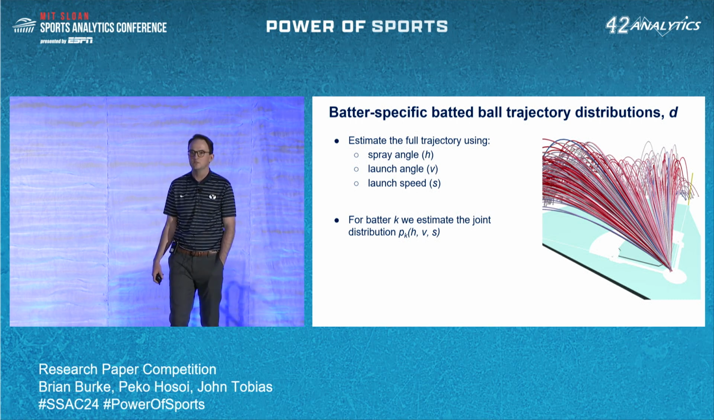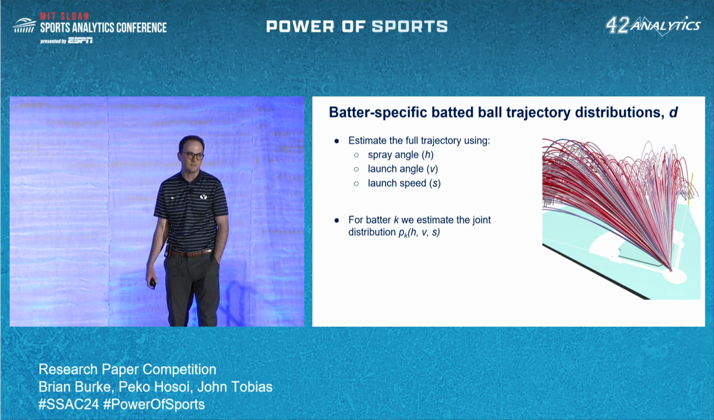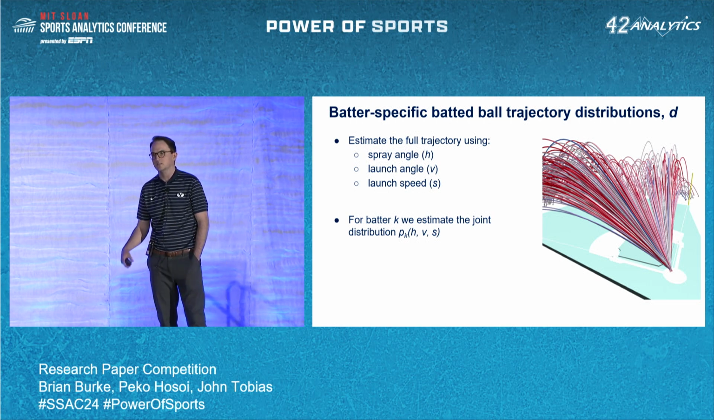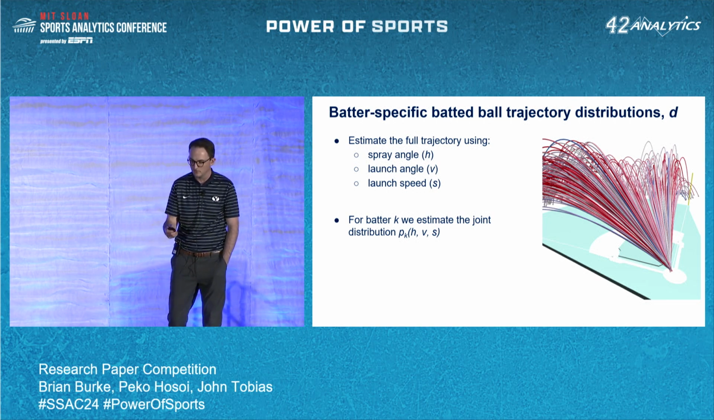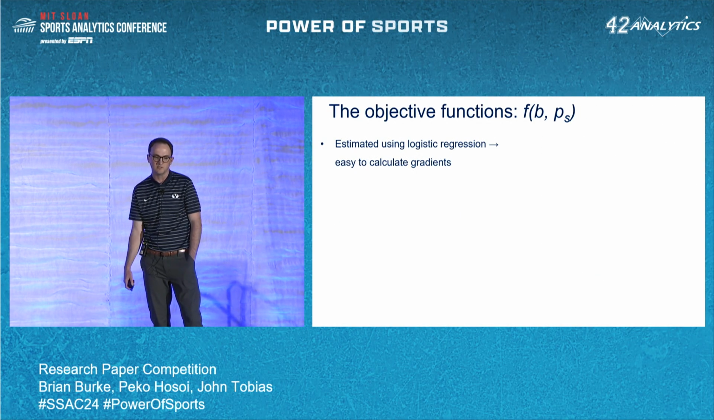So we wanted to be able to use that full trajectory when we were optimizing. So for every batter, we estimated the joint probability distribution of spray angle, launch angle, and launch speed. And then that allowed us to sample batted ball trajectories for all the hitters, and then we could optimize over those batted ball trajectories. Using, of course, our objective function.